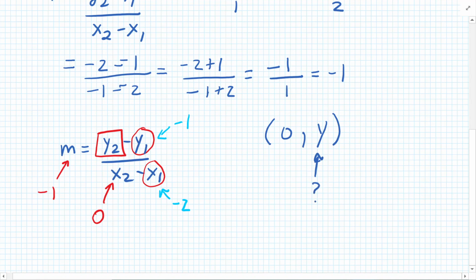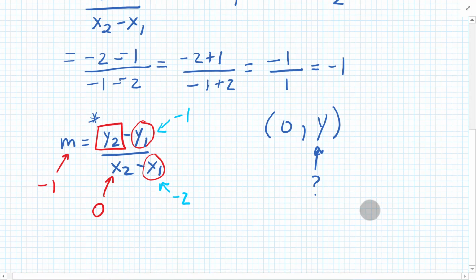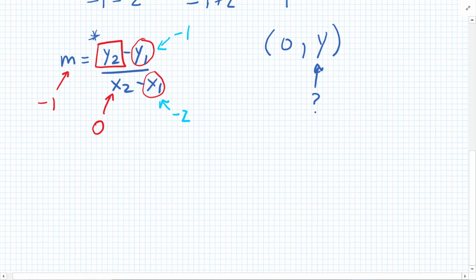We don't know this yet, but we will because we have one equation with only one unknown. That is y2. Everything else has a value. m is -1, x2 is 0, x1 is -2, y1 is -1. We only have one thing that we don't know, and that's y2. We're going to solve for that. Let's work this out.